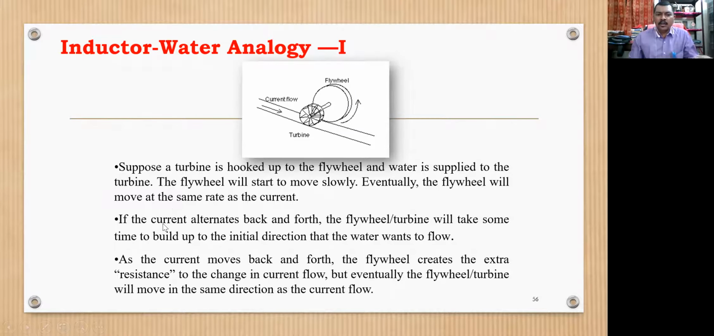If the current alternates back and forth, अगर ये करंट, ये जो फ्लो है ये अगर AC रहा, AC, just imagine AC. So we might take a class tomorrow, at the same time I will show you what is the difference between AC and DC, right? Unless and until you understand the difference between AC voltage and the DC voltage, you won't be getting these things, right? So AC actually is which is alternating with respect to time, which is changing with respect to time, right?